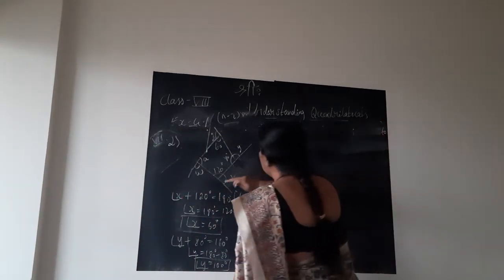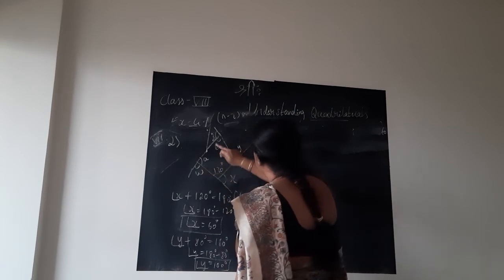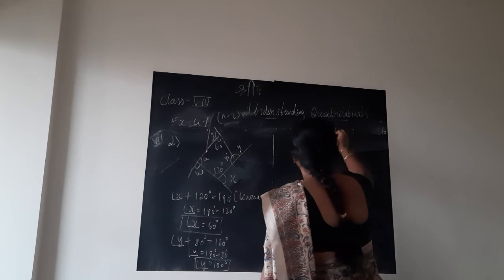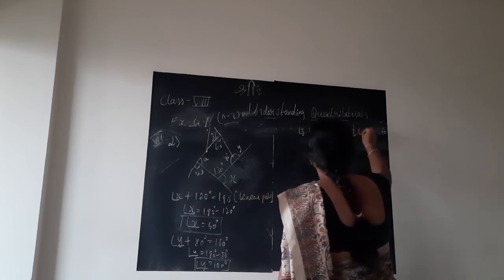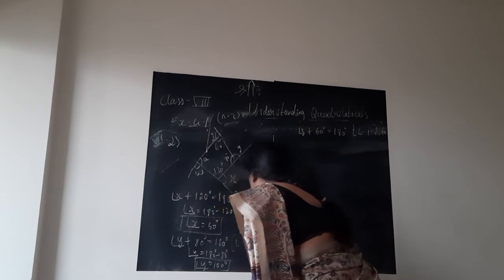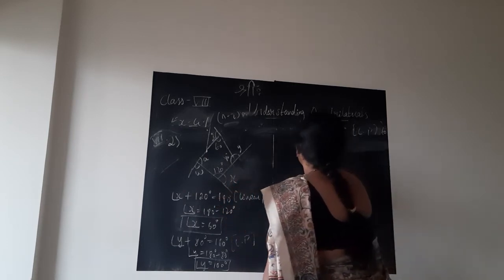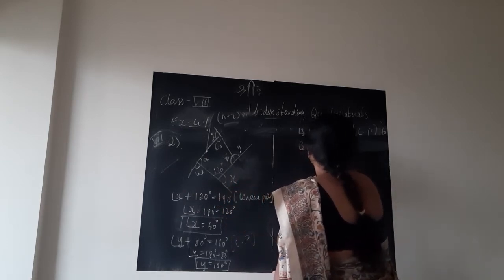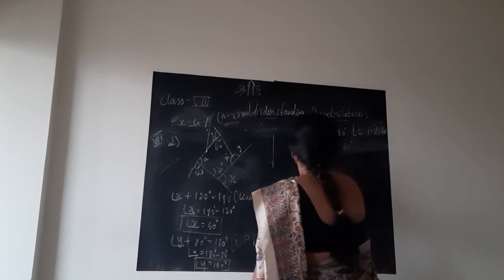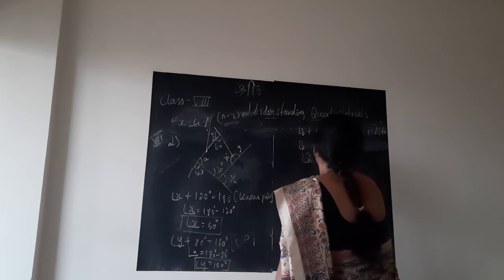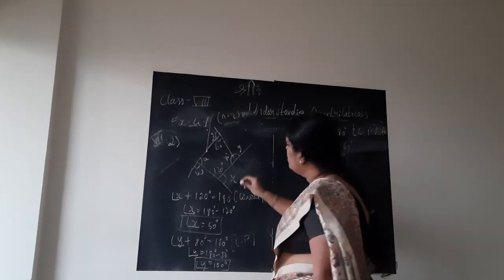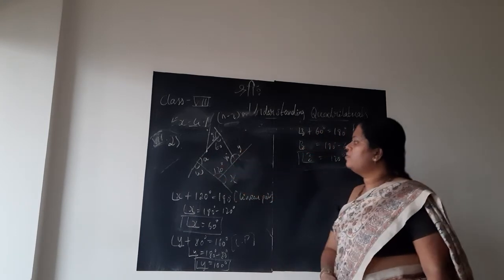Next we shall find out what z is. Angle z plus 60 degree is equal to 180 degree. Everywhere in the bracket give the reason, children, linear pair. So angle z is equal to 180 degree minus 60 degree. Angle z is 180 minus 60, so it is 120 degree. So we found out what x, y and z are.